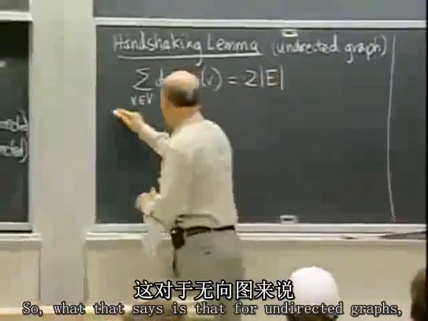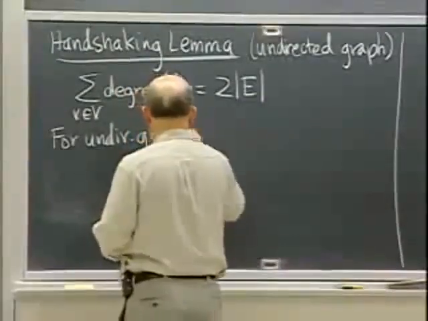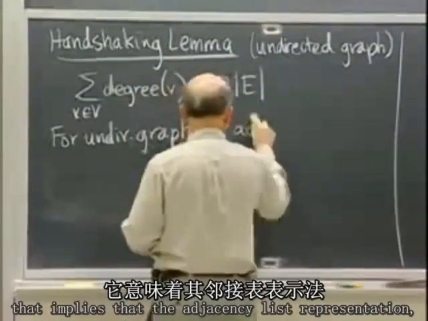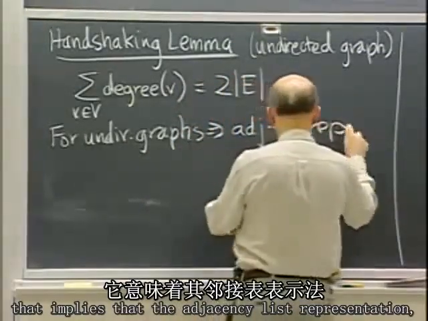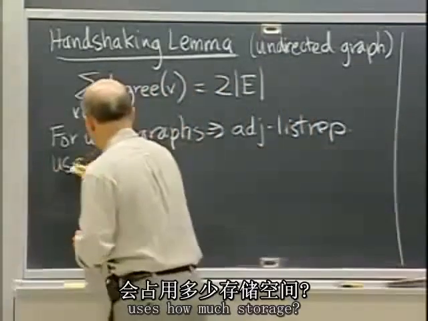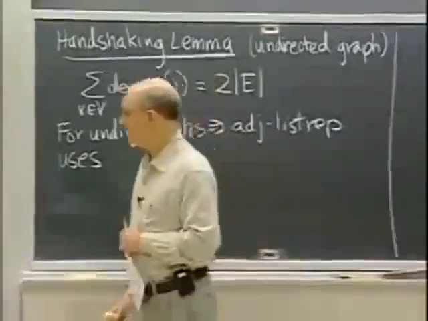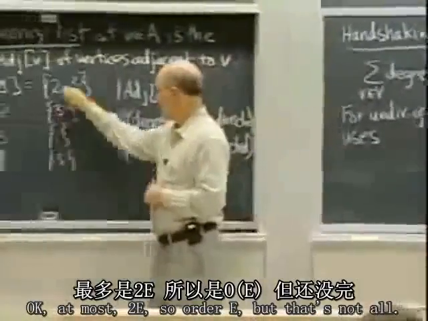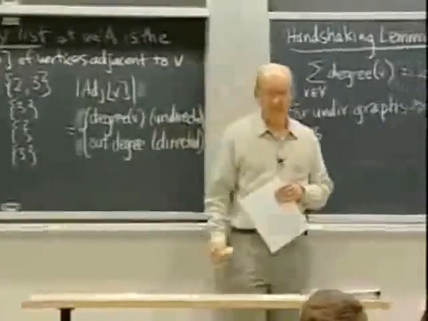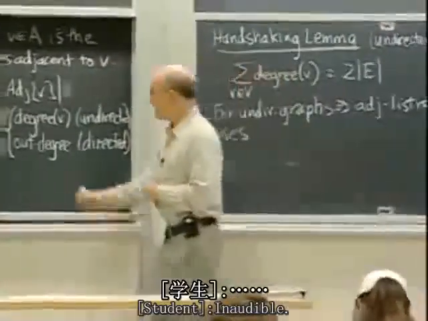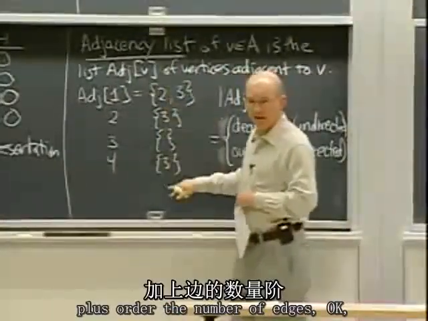So what that says is that for undirected graphs, that implies that the adjacency list representation uses how much storage? Okay, at most 2e, so order e, because that's not all. Plus the number of vertices. Yeah, so you have to have the number of vertices plus the number of edges.